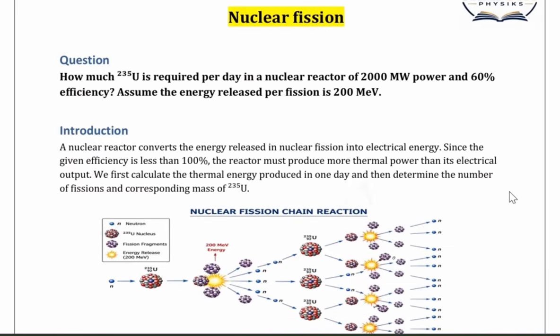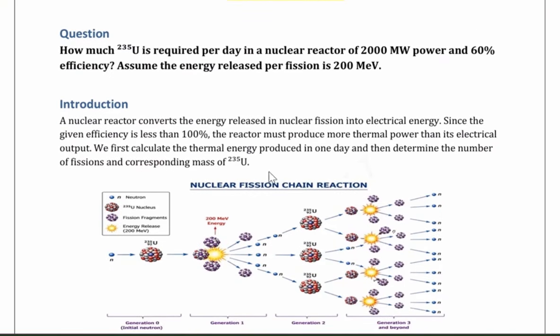Okay, so the next question is: how much uranium 235 is required per day in a nuclear reactor of 2000 megawatt power? It is generating 2000 megawatt power, and its efficiency is 60%. Assume the energy released per fission is 200 MeV, mega electron volt.